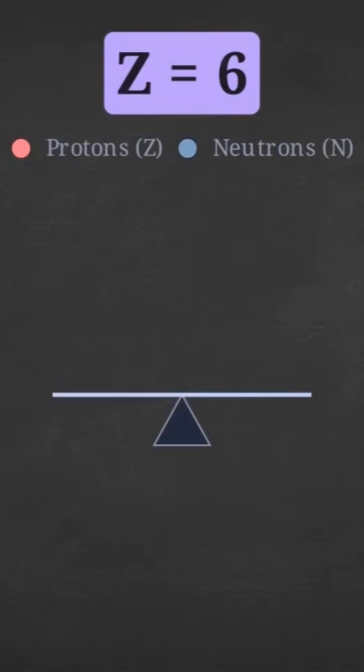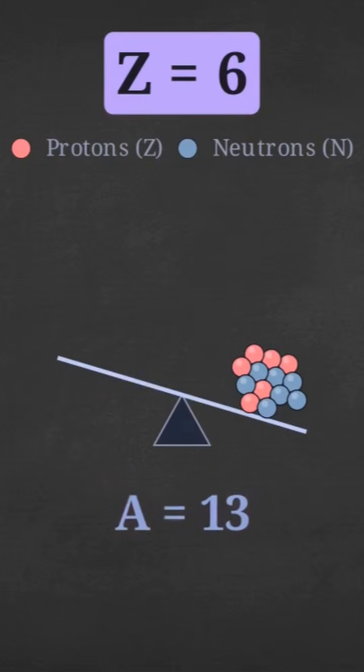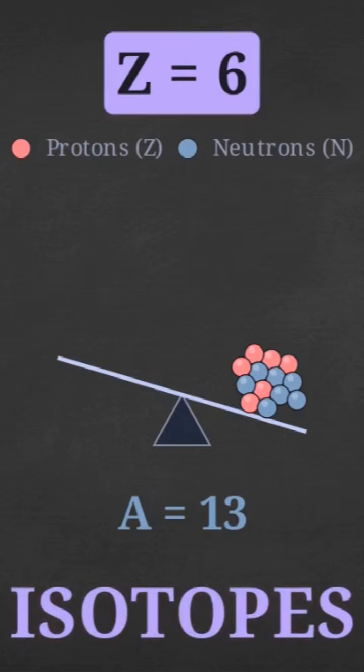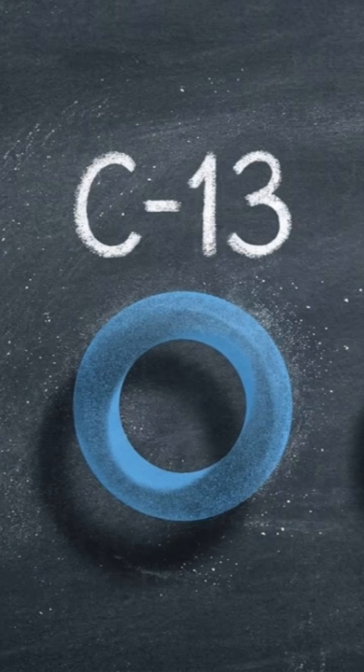Because neutrons do not affect the atomic number, atoms can have the same Z value but different A values. These are isotopes. Isotopes of the same element have identical chemical behaviors despite their different weights.